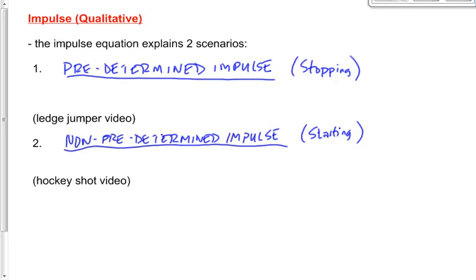So the impulse is not predetermined. It's dependent upon who hits it. It's dependent upon how hard you hit it, all kinds of different factors, okay? As opposed to when you're stopping an object, doesn't matter what happens, the impulse is going to be the same. All right. So we know what situations it explains, but how does it explain it?